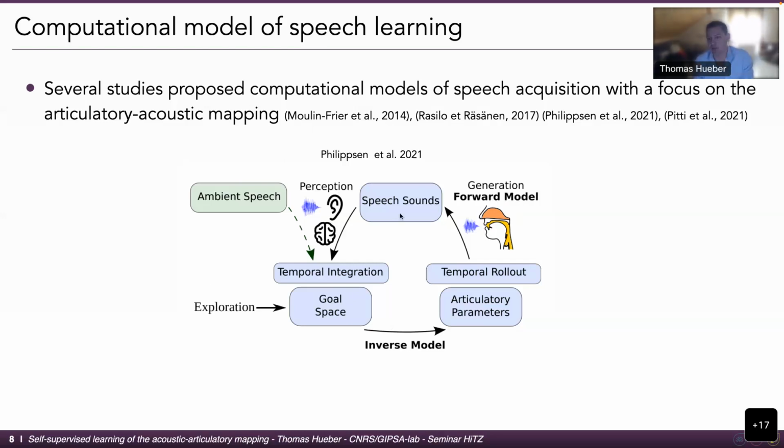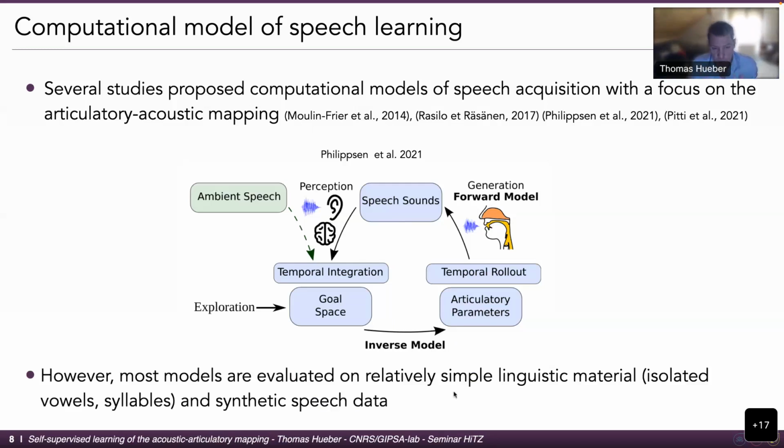So the agent can compare what he has perceived, what he wants to produce or repeat, with what he has actually produced. And by minimizing, to a certain extent, the differences between perception and production, he can adjust both this forward model and, more importantly, this inverse model. So here we are learning the inverse model in a completely different manner compared to what we did in the previous technologically oriented studies.